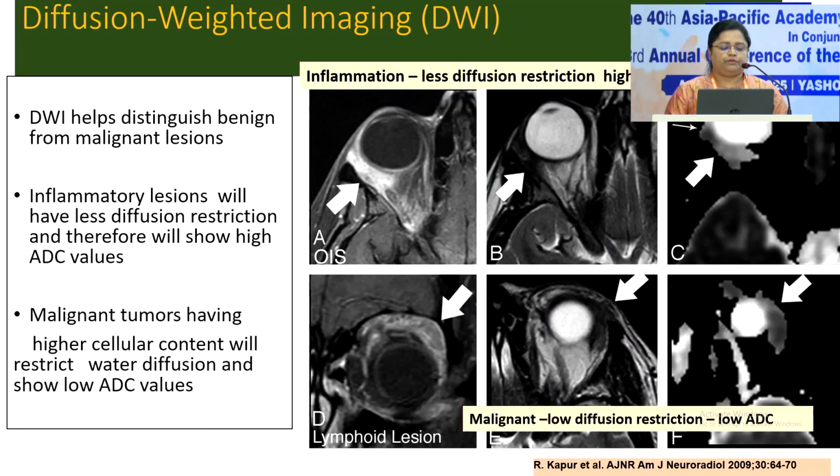And then next comes diffusion weighted imaging. It's a special imaging pattern which shows the diffusion of water in the tissue. Here, inflammatory lesion will have less diffusion restriction because of the high vascularity, and will show high ADC value. But in malignant tumor like this, there is higher cellular content which will restrict the diffusion. You can see this is the diffusion weighted picture. In the first picture, this is orbital inflammatory disease. This shows high ADC value, whereas the malignant tumor, this is showing the low ADC value and high diffusion restriction.